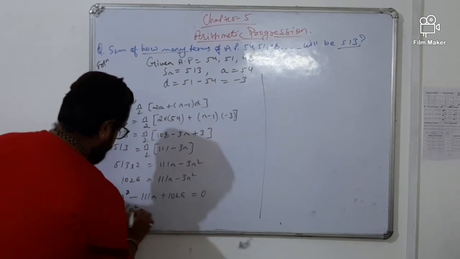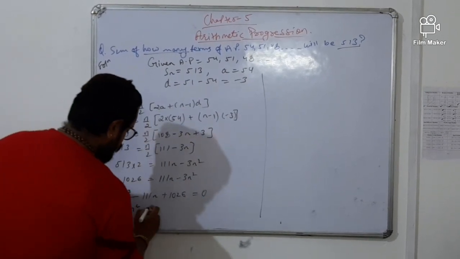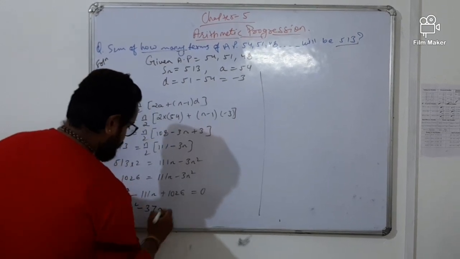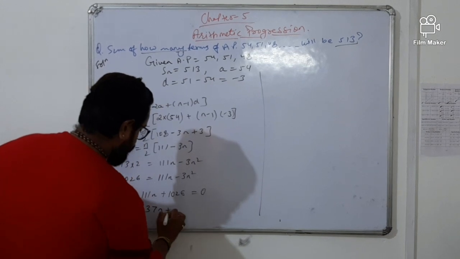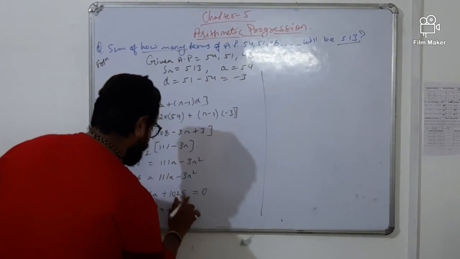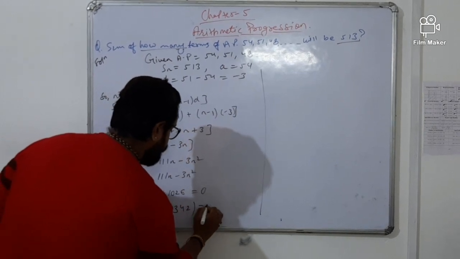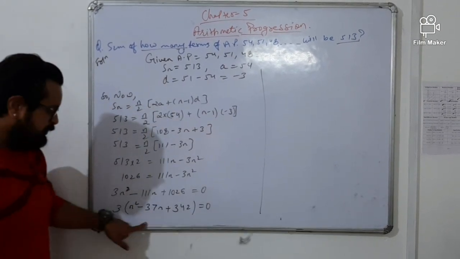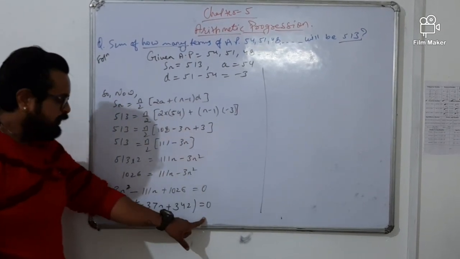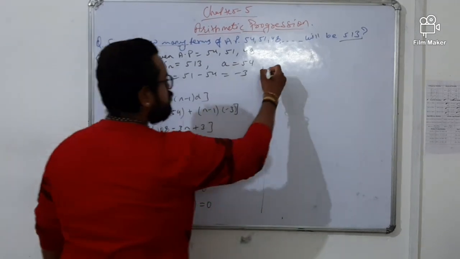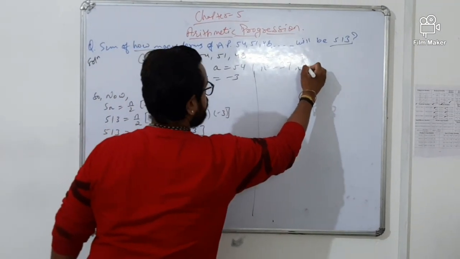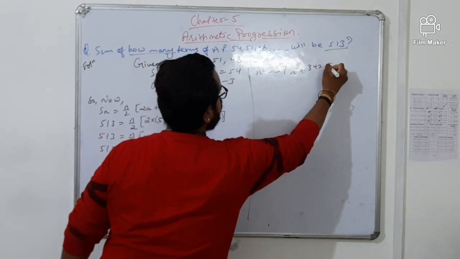Here n square minus 3 3s are 9 and 3 7s are 21, so 37, and plus here you will get 3 3s are 9, 4 and 2, 342. So this will be your equation, and transfer this 3 to the denominator of 0, it will become 0. So finally you will get n square minus 37n plus 342 equal to 0.